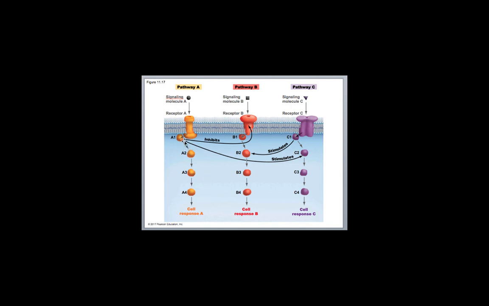Intermediate A1 may affect receptor B. It can cause receptor B to not function, right? It may change its shape, so now signaling molecule B cannot bind. Therefore, if signaling molecule B does not bind, we don't get the cell response to B. So this is what crosstalk means. Each signaling pathway is for a specific receptor hormone interaction. However, the intermediates of one pathway can either inhibit or stimulate the intermediates of another pathway.